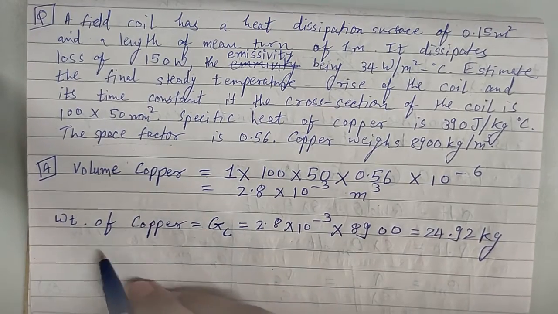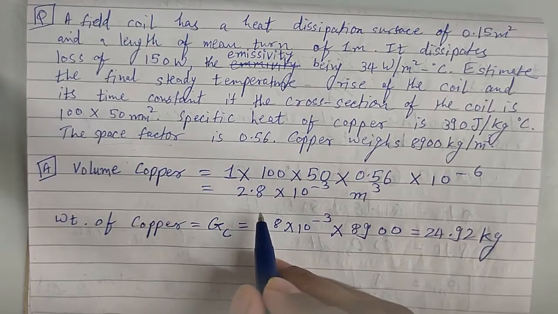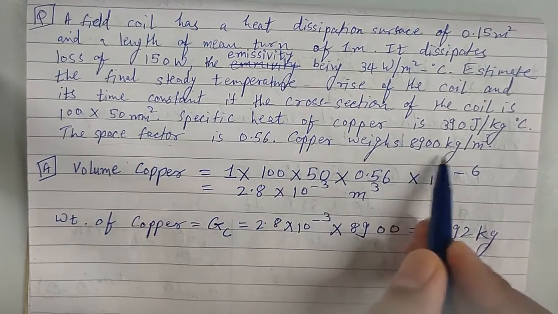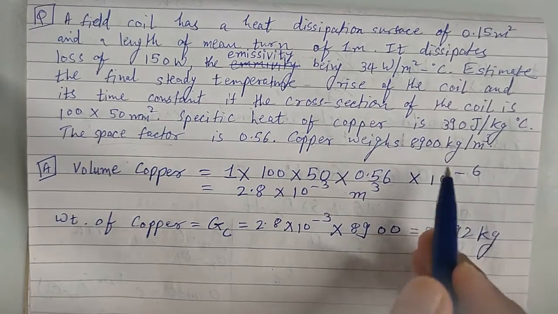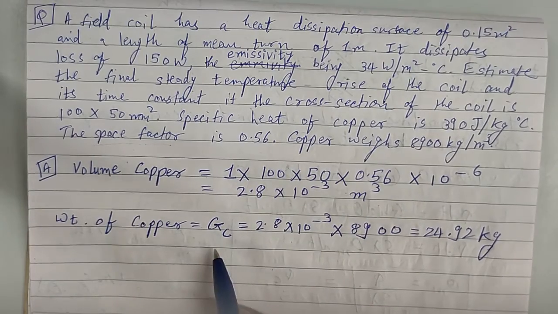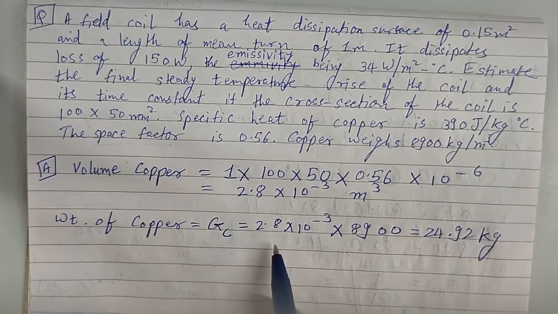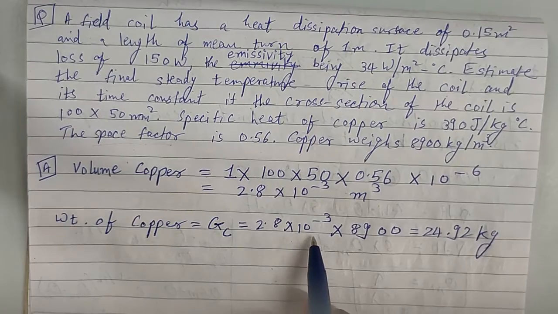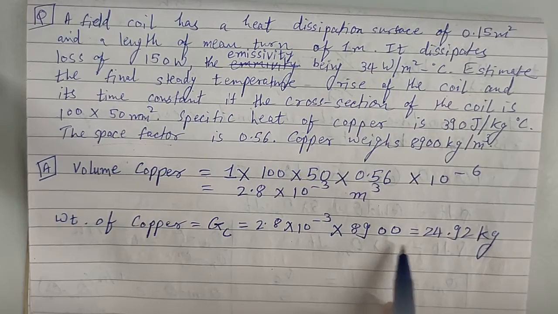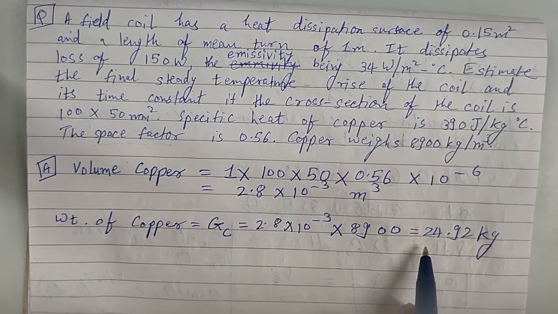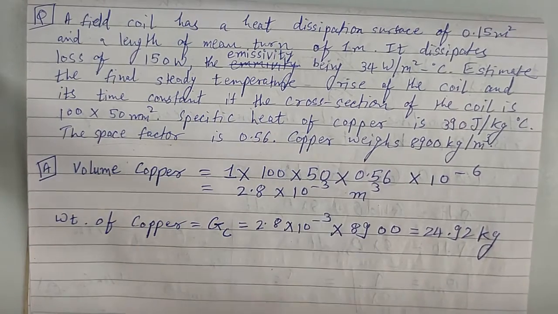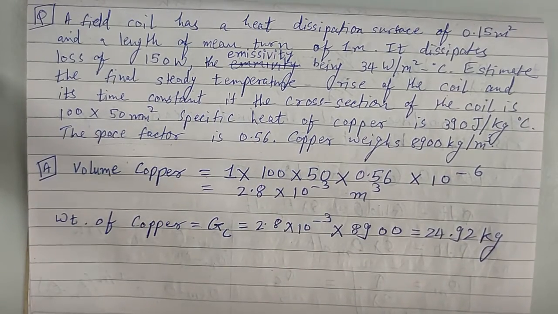Moving ahead, the weight of copper. Since we know the volume of copper and how much copper weighs per meter cube, from these two data we can find the weight of the copper, denoted as GC, which is 2.8 into 10 raised to minus 3 multiplied by 8900, giving 24.92 kgs. So this is what we have computed from the given data.